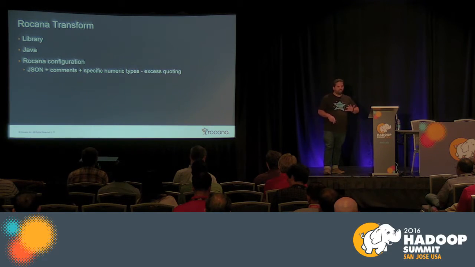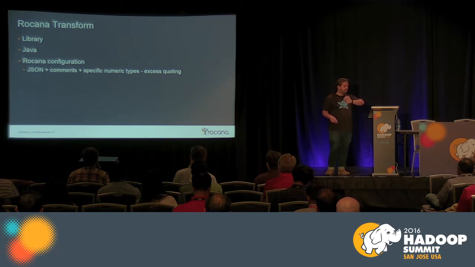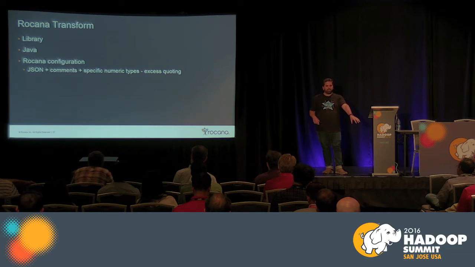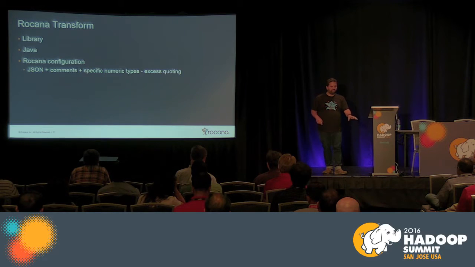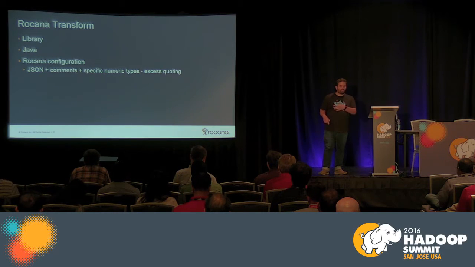All you really need to know about Rakhana Configuration is we started with JSON, which is nice because it's nested. We added the ability to comment, because you can't have a configuration file without comments. We added support for specific numeric types, because calling all of your numbers just a number is really, really bad. And then we removed the excess quoting that JSON requires. So you'll see some examples of this a little bit later.